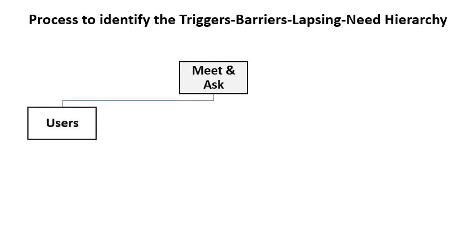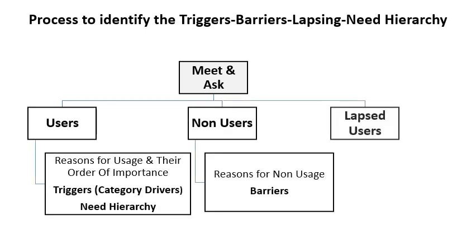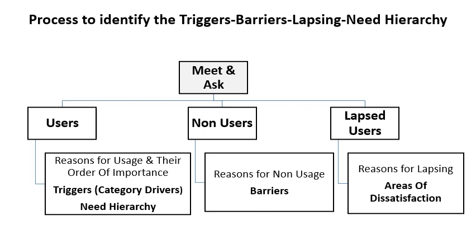And as I already said, how do you really go about understanding this? Whom do you really meet? I already spoke about it, that to understand trigger, you need to meet users. And once you have met users, you not only get to know the triggers, you also get to prioritize the needs and therefore chart the need hierarchy. To understand the barriers, you need to meet the non-users, and to understand the reasons for lapsing, you need to meet the lapsers. It's very simple. So you need to meet distinct segments even within your category, and then you will be able to really chart out the trigger, barrier and reasons for lapsing, and also the need hierarchy.